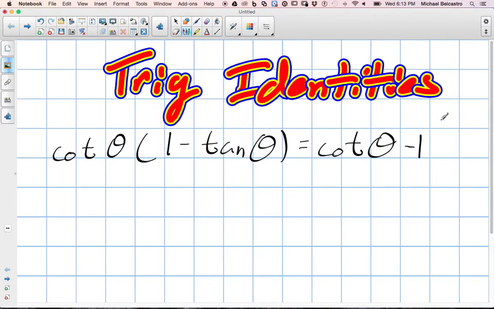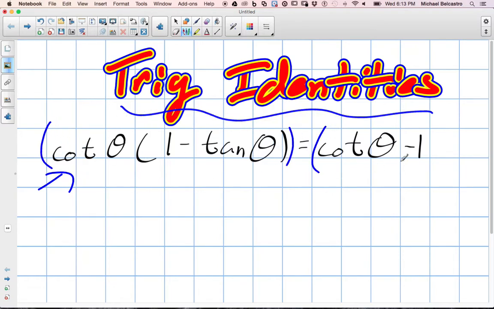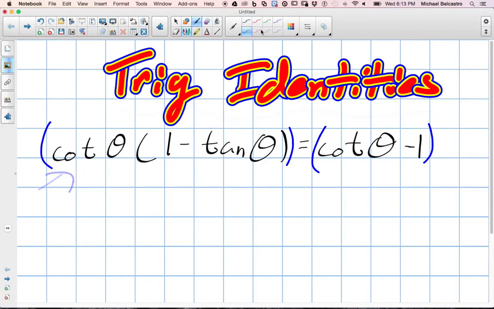Let's look at trig identity. So we've been given this one here. And the whole goal in a trig identity is to prove that one side of an equation is equal to the other, right? A lot of times your teacher, and I think your teacher wants this, they only want you to work on one side.